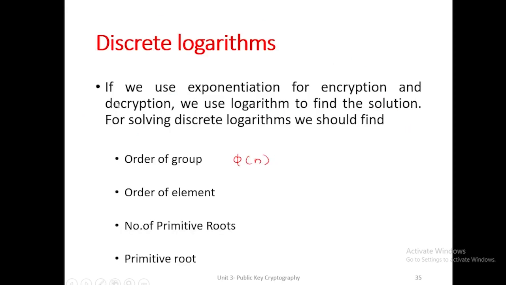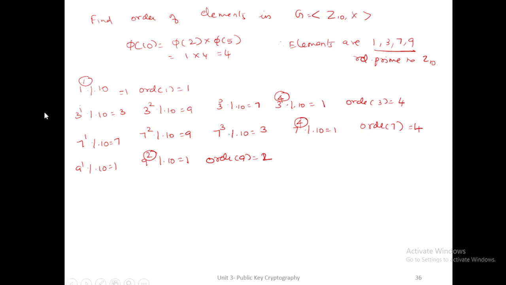Then we want to find out, so these are all generalized forms. So it is the number of element values. So pi of n is the order of the group. So this is the order of the group. I want to find out the order of elements.